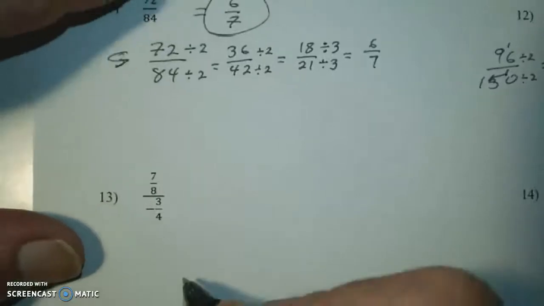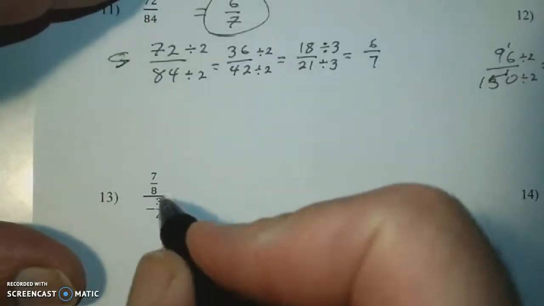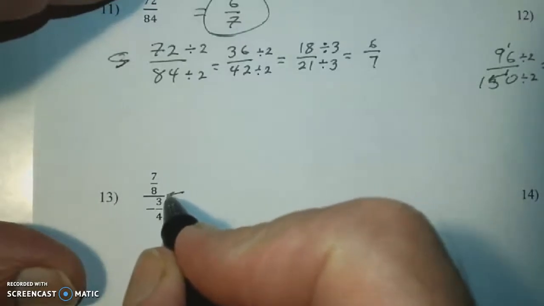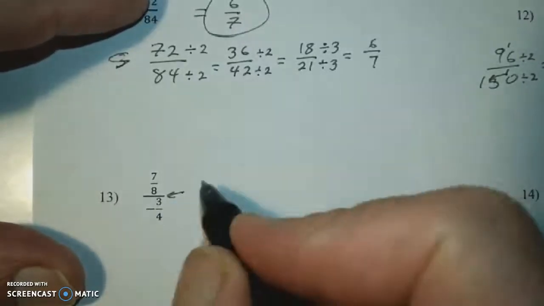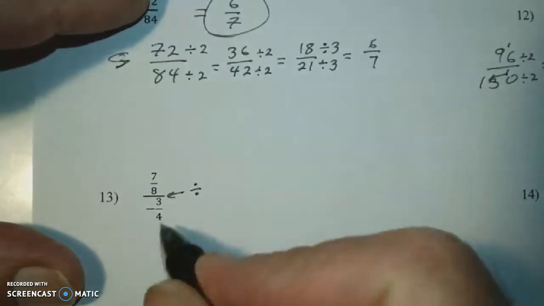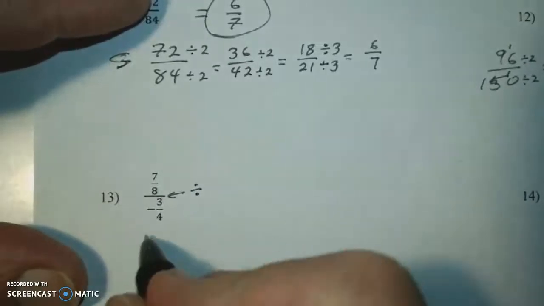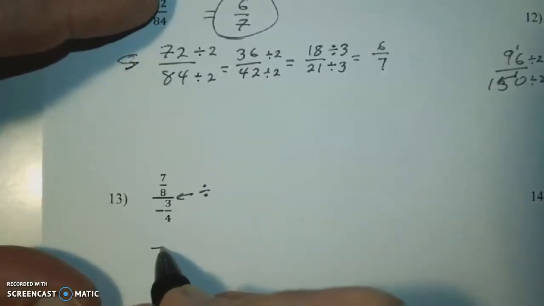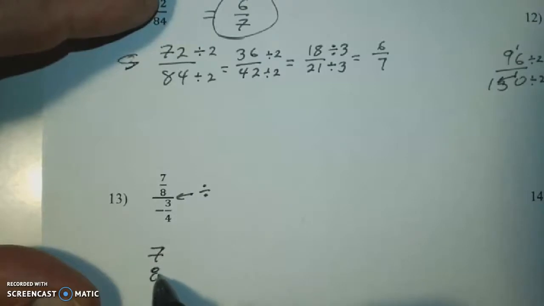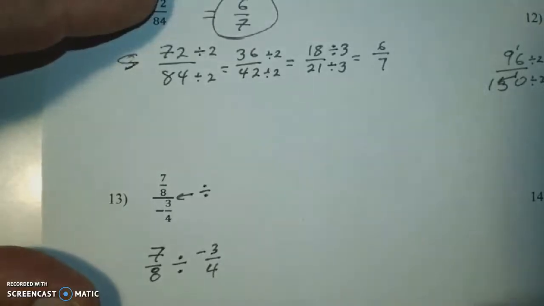Number 13, this is a complex fraction, a fraction that is made up of 2 fractions. The key thing, again, like we've seen in past problems, the bar means divide. The middle bar especially means divide. So this fraction, written as a division problem, is actually 7/8 divided by negative 3/4. I tend to put my negative sign up with my numerator.